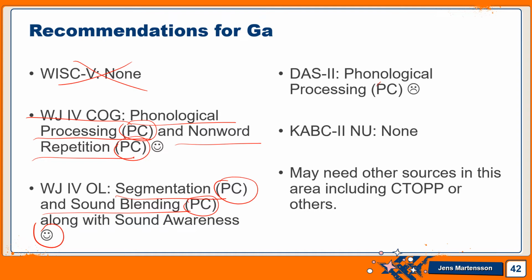The DOS2 has one phonetic coding test, so it wouldn't give you a composite if you just gave that, so it doesn't meet the recommendations. The KABC has none. And you're going to have to supplement GA with other things like the CTOPP or other tests that you find helpful.